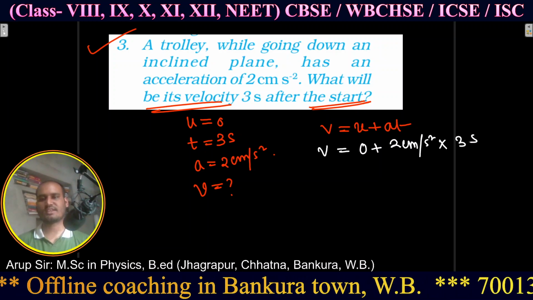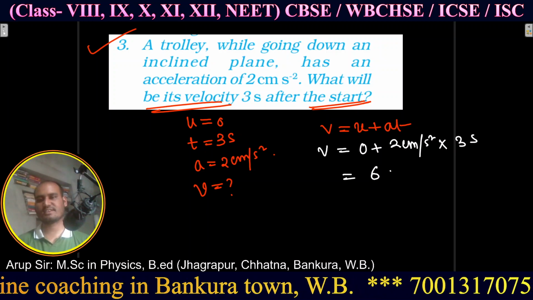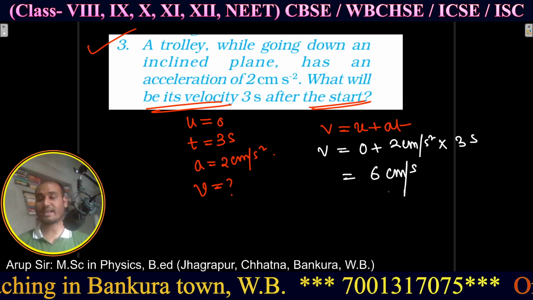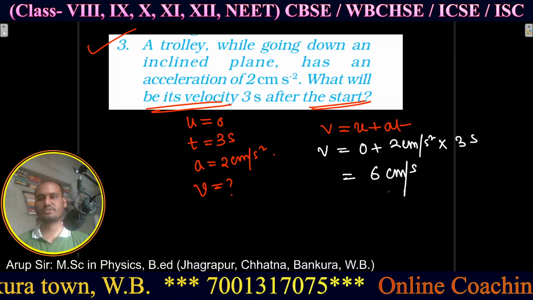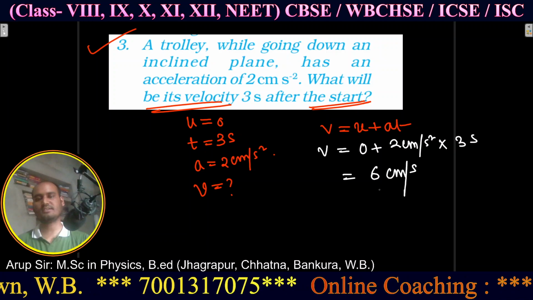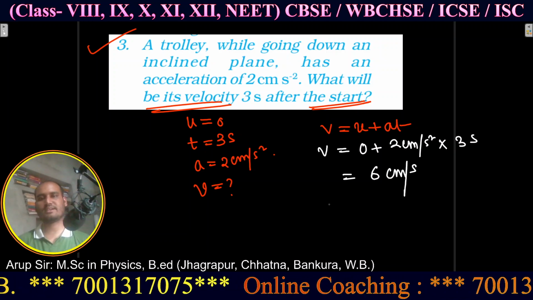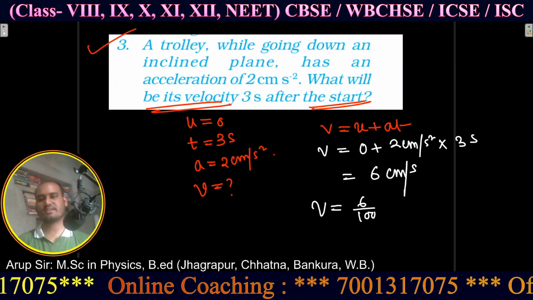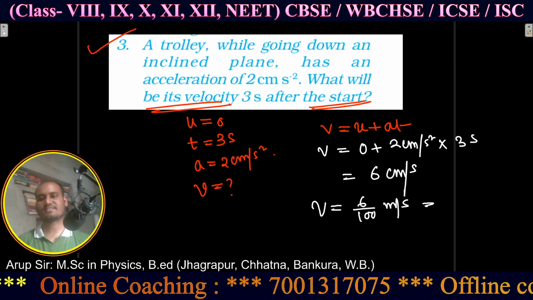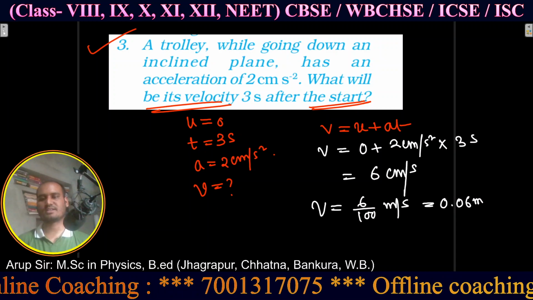It is 3 seconds. So what is the answer? That is 6 centimeter per second. I am using centimeter per second. Okay, if you are going to use the unit meter per second, then you have to divide it by 100, means V equals 6 by 100 in meter per second. Then the answer will be 0.06 meter per second.